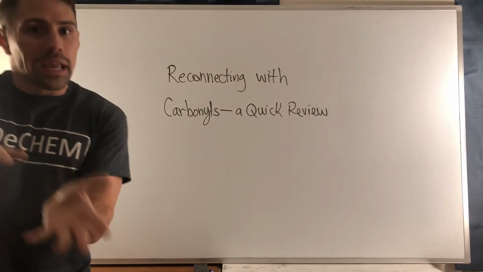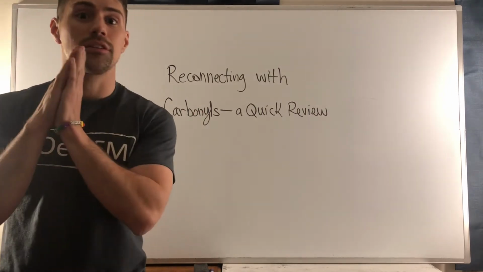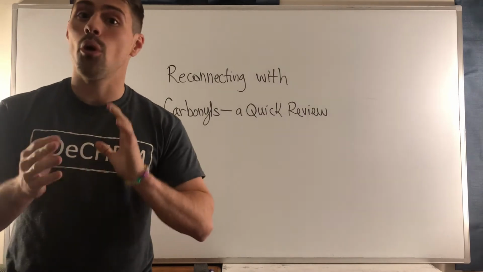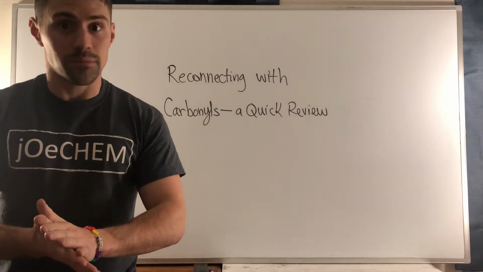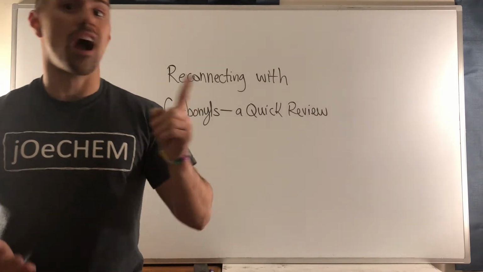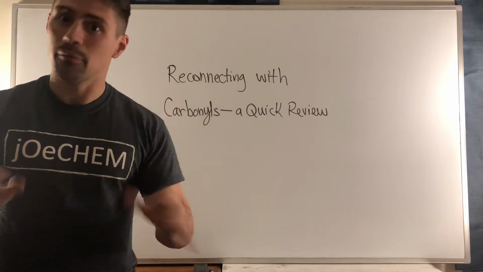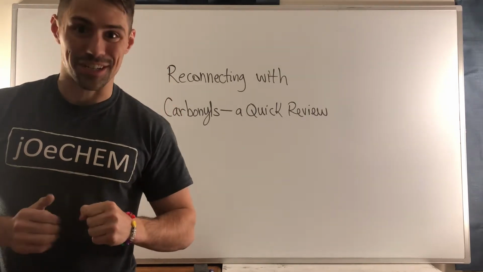So as we wade our way back into the land of carbonyls, we attacked them with Grignards back in jOeCHEM 1. We're about to do a whole bunch of new stuff with them here in jOeCHEM 2. So this is just a little refresher worksheet. We're going to oxidize, we're going to reduce, talk about physical properties, but enough of my blabbering. Let's talk about the worksheet.